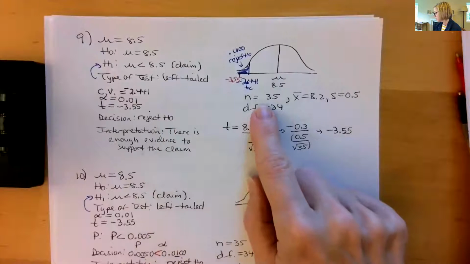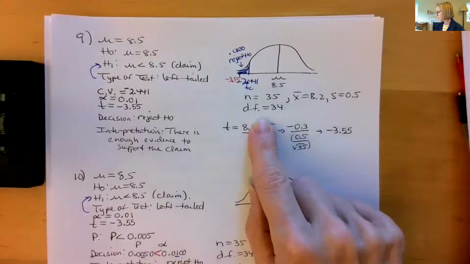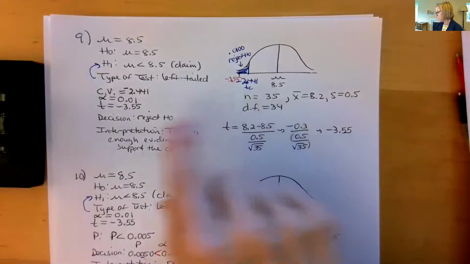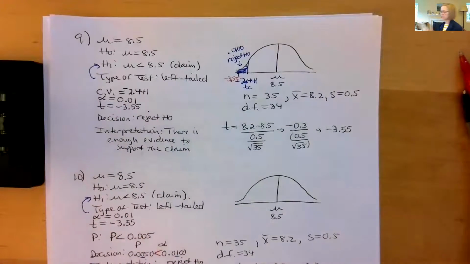The sample size was 35, which means the degrees of freedom in a t-test, in a hypothesis test or confidence interval, is n minus 1, sample size minus 1. So our degrees of freedom are 34. It's a one-tailed test for 34 degrees of freedom and alpha equals 0.01. So we're going to go to the t-distribution.